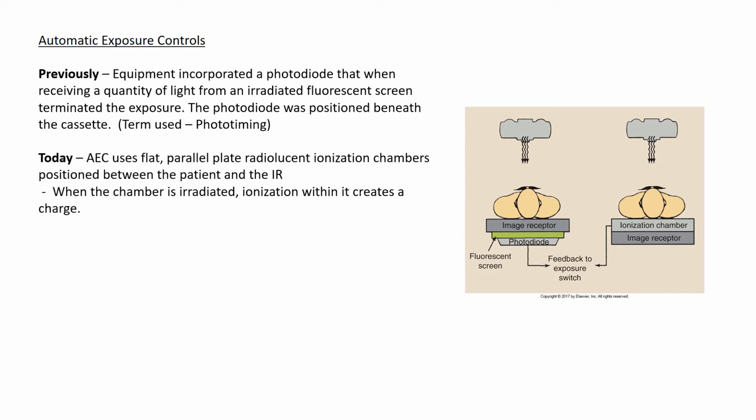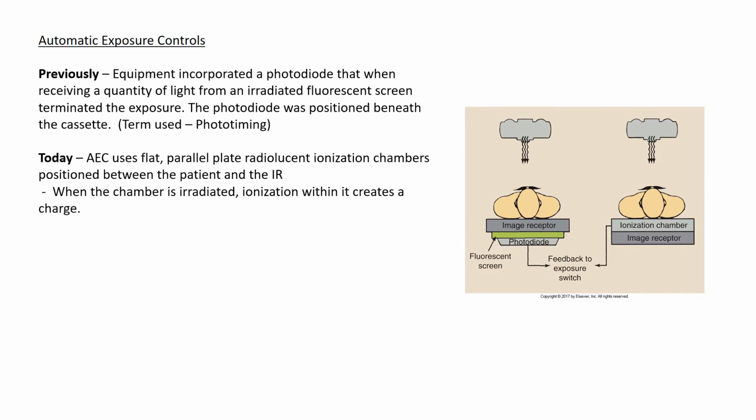So when the chamber is irradiated, ionization occurs within it and creates a charge. So basically your ionization chambers are air-filled. There is a component in there that is going to be able to accept the electrons that were dislodged by the radiation coming off of the irradiated air molecules. And when you reach a certain charge, it's going to terminate the exposure.